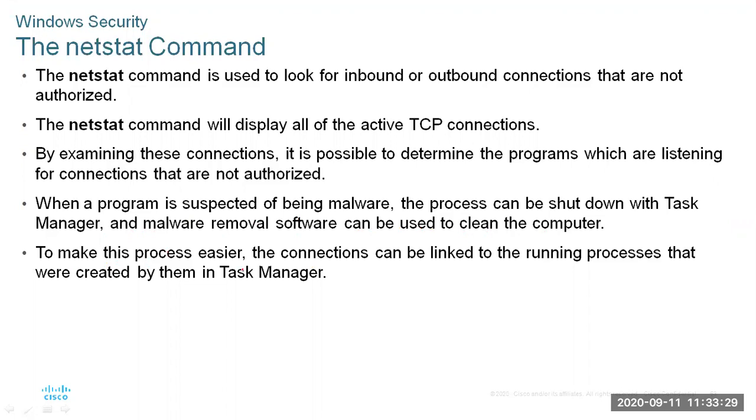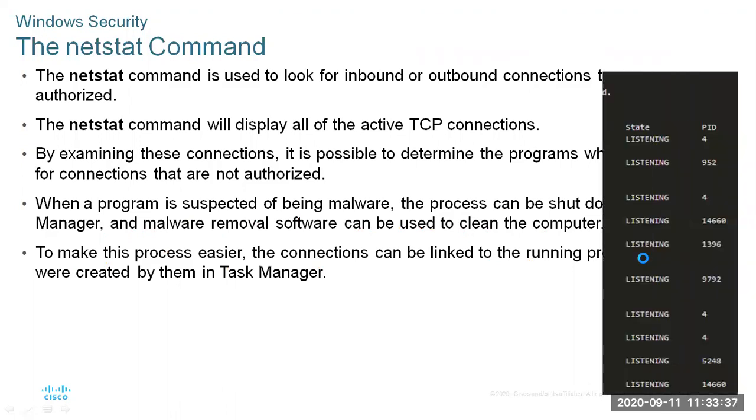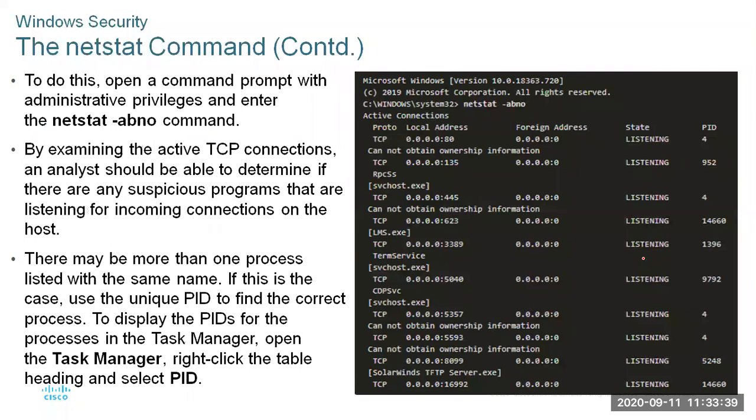So to make this process easier, the connection can be linked to the running processes that were created by them in the task manager. To do this, open a command prompt with administrative privilege and enter the net start, then space dash abno command. All right, that's what we've done here.